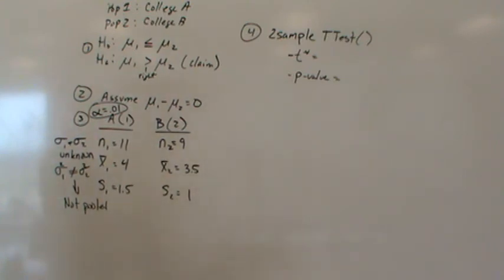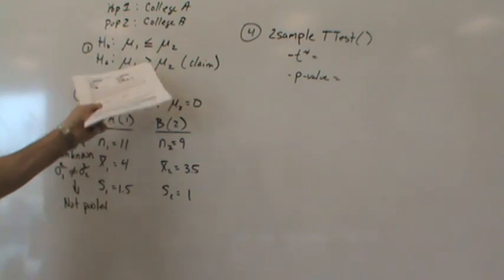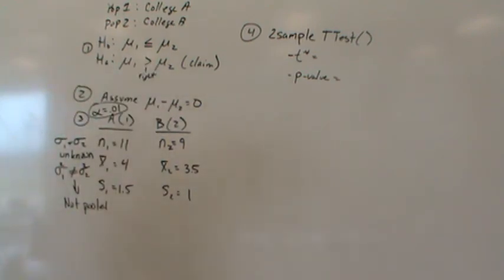The x bar 1 is 4. S1 is 1.5. N1 is 11. X bar 2 is 3.5. S2 is 1. N2 is 9. And what is the alternative hypothesis? Greater than. It's a right-tailed test, so I'm going to select greater than. And now I'm going to go down to pooled. No, we're not going to pool. And now calculate.